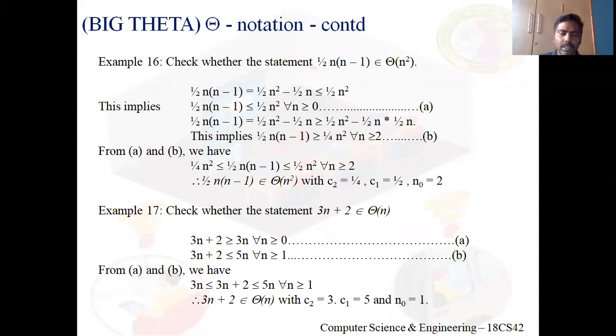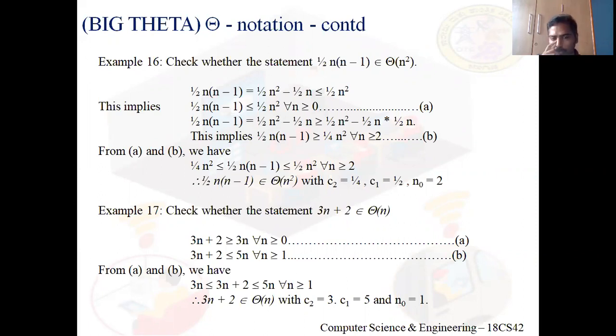Solving by trial and error analysis, I will find C1 equals 3, C2 equals 5, and n0 equals 1, so that 3n less than or equal to 3n plus 2 less than or equal to 5n, for all n greater than or equal to 1. Clear? Should I repeat?